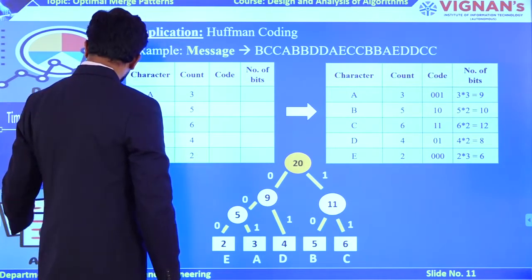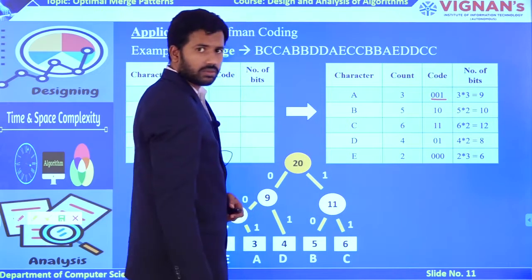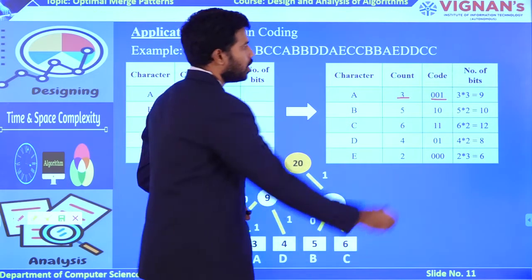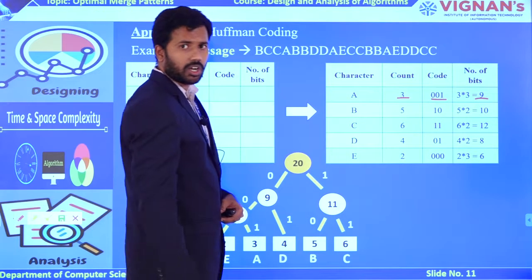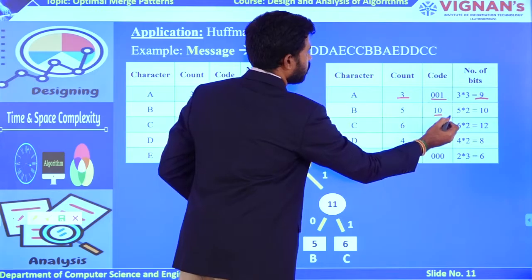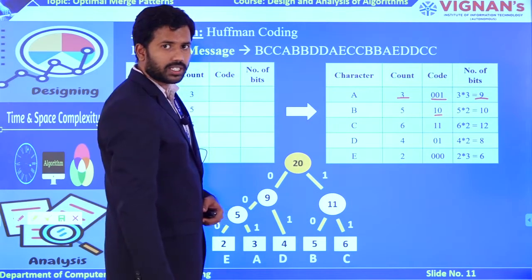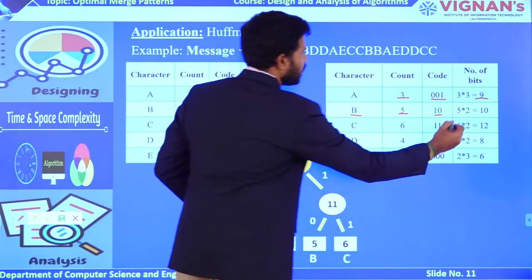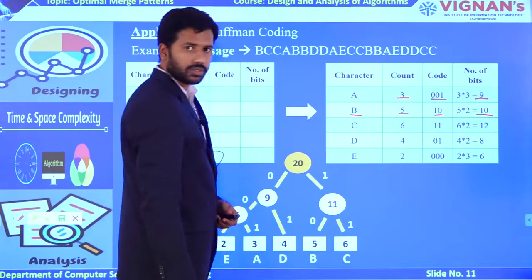Now, what is the size of A code? 3 bits are there. How many times is A repeating? 3 times. So 3 into 3 is 9. This is the way you are going to be filling the last column. So what is the code for B? 10. How many bits are there? 2 bits. How many times is B repeated? 5 times. So together the size is 5 into 2, 10 bits.